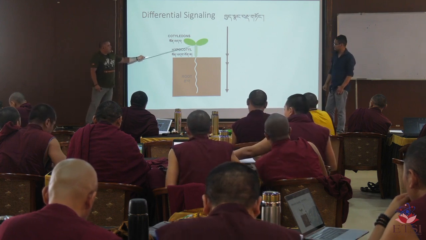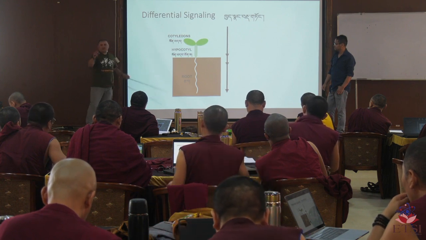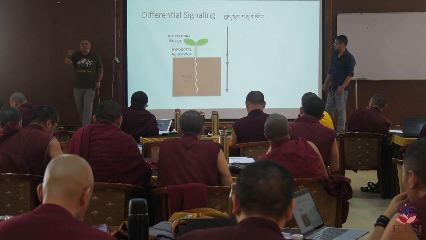The tiny little primordial stem is called hypocotyl. This is sort of the origin of the stem of the plant.